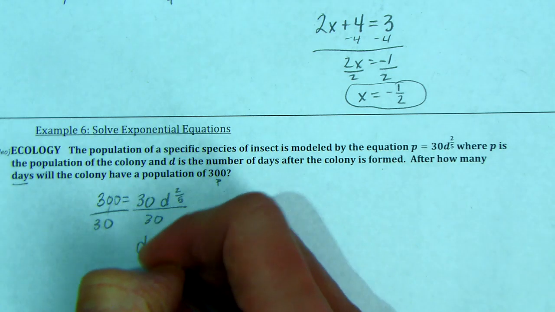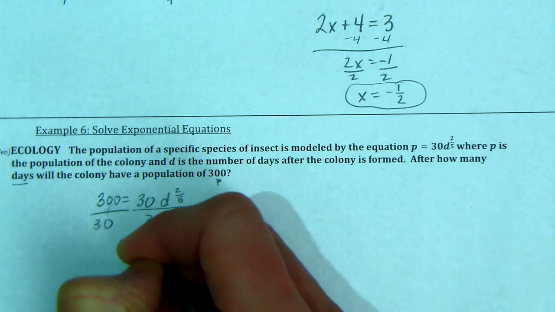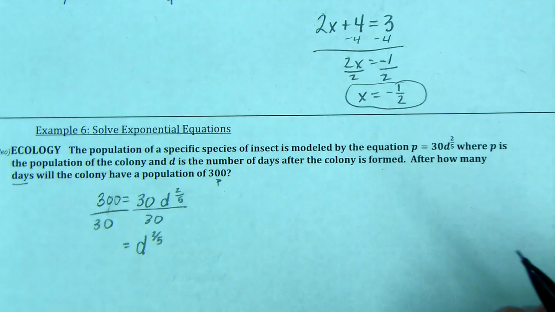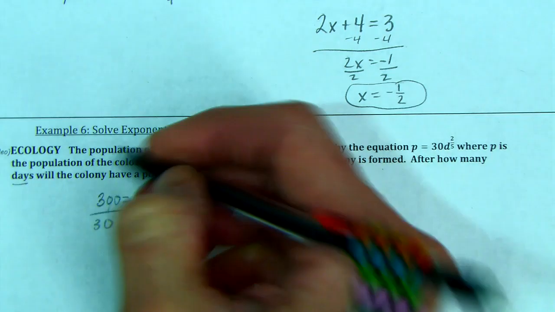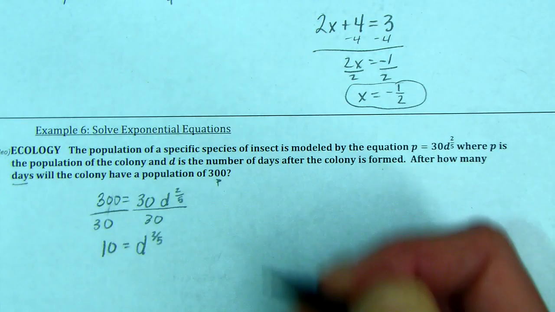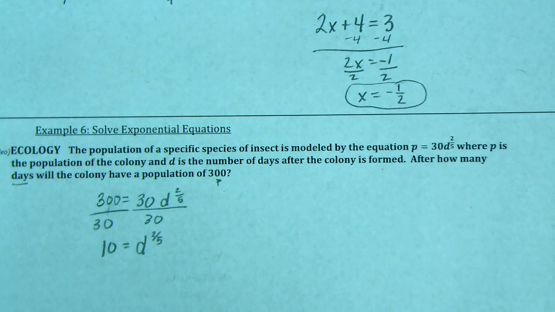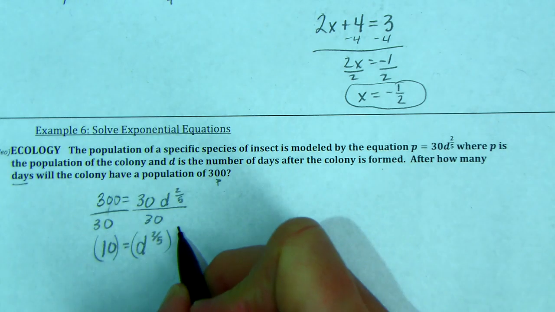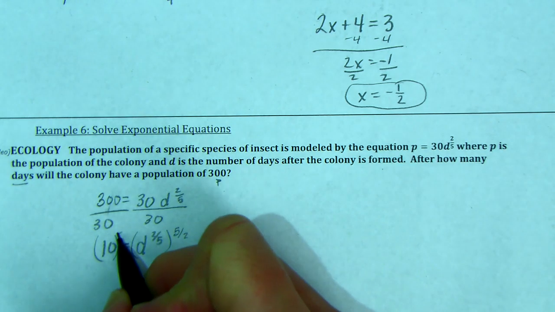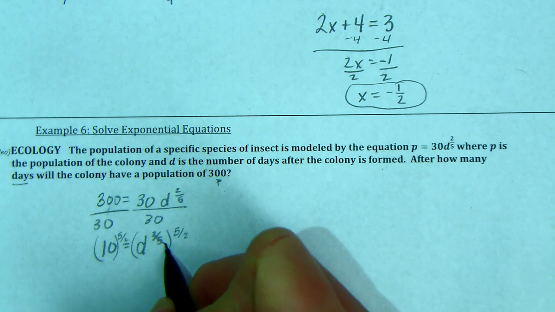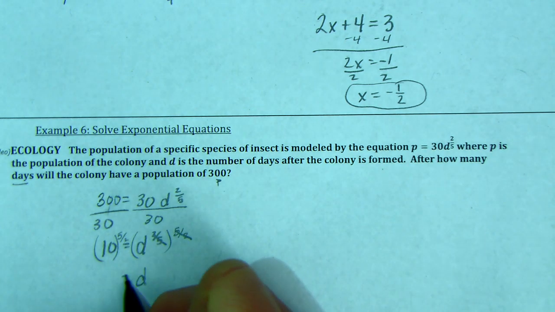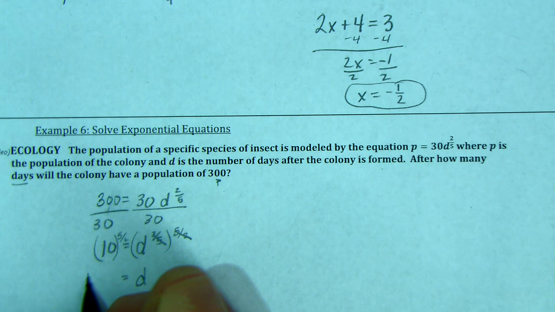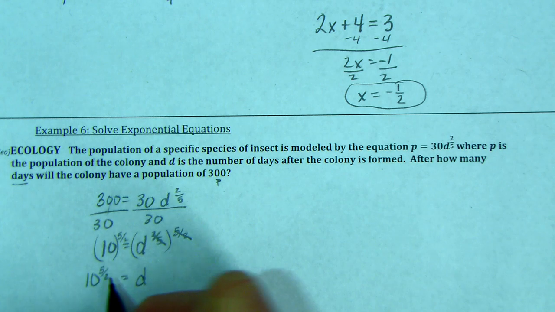And I get D to the 2/5 equals, cancel that out, and it's going to be 10. And now what I have to do here is get rid of this 2/5. So I'm going to take both of these to the 5/2 power, because when I do that, these cancel and just give me D. So I have 10 to the 5/2 power.